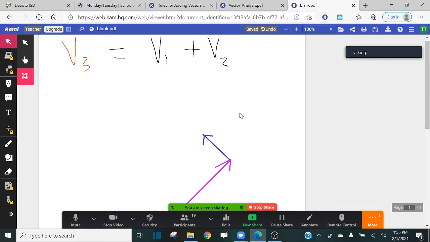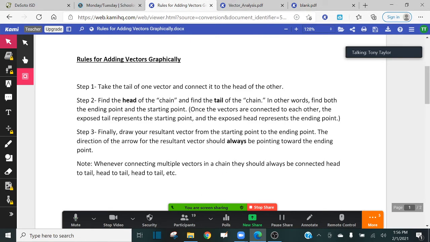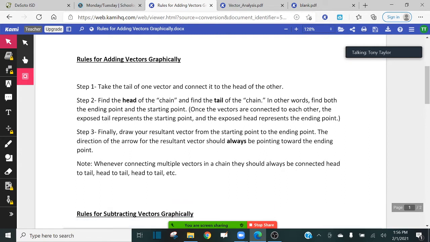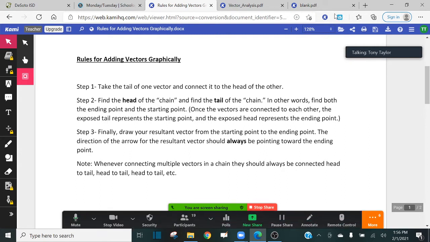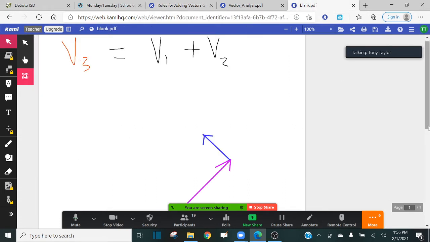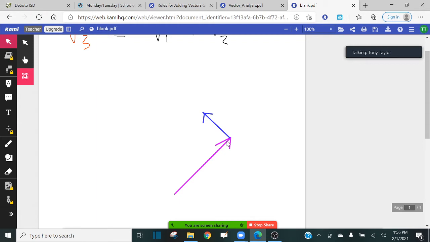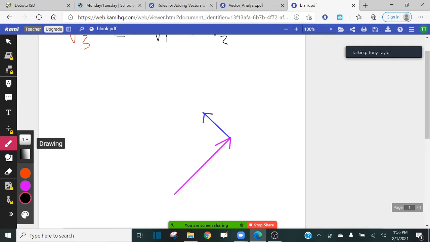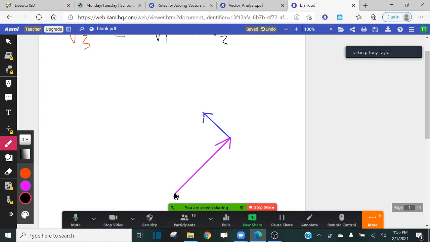So step 2 says to find the head of the chain and find the tail of the chain. In other words, find both the ending point and the starting point. So guys, imagine this right here was a trail and you were following the arrows to walk home. Well, if you were walking home and you were following the arrows, this right here will be your starting point. And then if you follow the arrows, you will walk like this and you walk like this. This right here will be your ending point. So that's basically step 2.